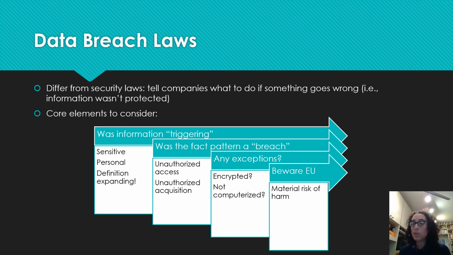Then the next thing that we look at, again, looking at the trustee table of contents, is whether or not an exception applies. Was the information encrypted? Perhaps it was computerized, or was in paper. It was not computerized, and the law applies only to computerized information in many situations. We will look at these as we go through our class.